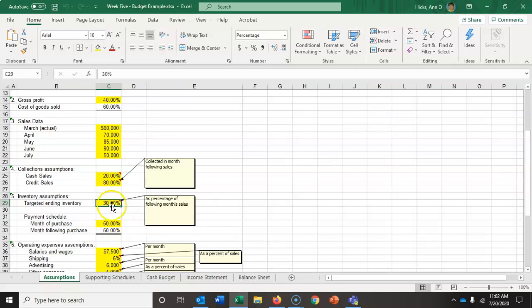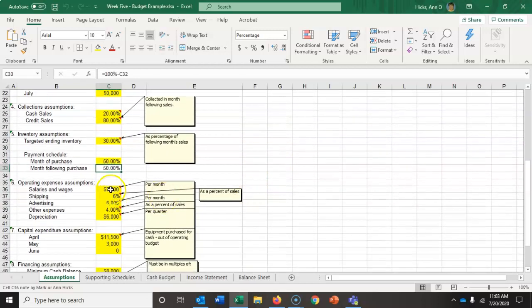So I am assuming that 30% of the following month's sales I will have in inventory at the end of the previous month. So at the end of April, I'm going to assume that I will have inventory in my warehouse equivalent to 30% of what I plan to sell the next month. And then similarly to collection of sales, when am I going to pay for the inventory? And I'm going to keep it simple. I'm going to assume 50% I pay for in the month of purchase, 50% I pay for the following month.